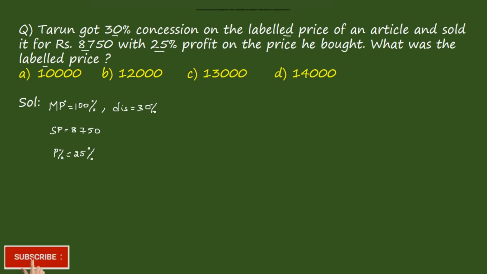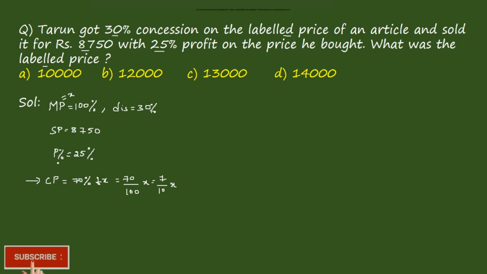Now they are asking what the label price was. If you consider the market price as the label price, which is equal to x, we have to find the value of x. For this, if you consider the cost price, what will be the cost price? Market price is 100%, discount is 30%. Then the cost price is nothing but 100 minus 30, it becomes 70% of x, right? Which is equal to 70 by 100 x, which is equal to 7 by 10 x, right? This is the cost price.